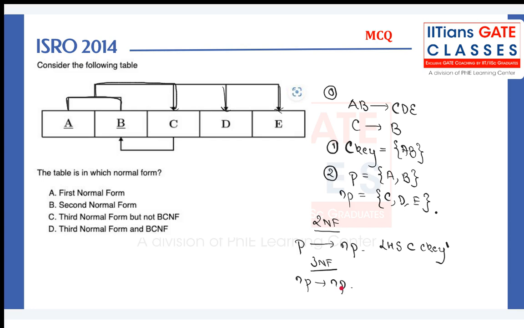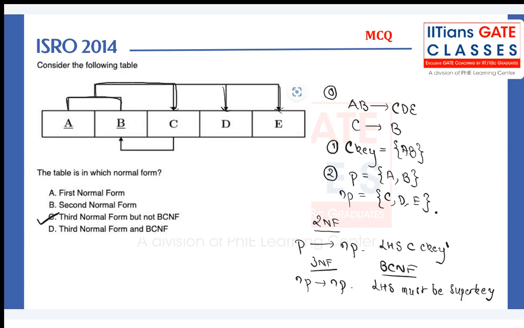Okay. Now, how should I check BCNF? BCNF means that the LHS must be a super key. Is there any dependency where the LHS is not a super key? C derives B. If you look at it, C is not a super key, right? So what can I say? Which option is correct? Option C. It's in 3NF, but not BCNF.